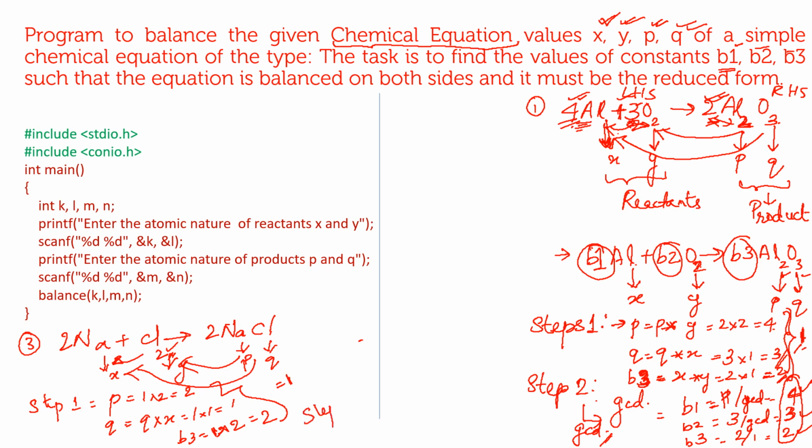Now what will be your step 2? Step 2, you are going to find out the coefficients B1, B2, B3, which is equal to P by GCD. So everything divided by 1, right? Q by GCD and B3 divided by GCD. So what will be your value? 2 divided by 1, 2, 1 and 2. So did you get the value? B1 is equal to 2, B2 is equal to 1 and B3 is equal to 2. Clear? So you can take any equations.